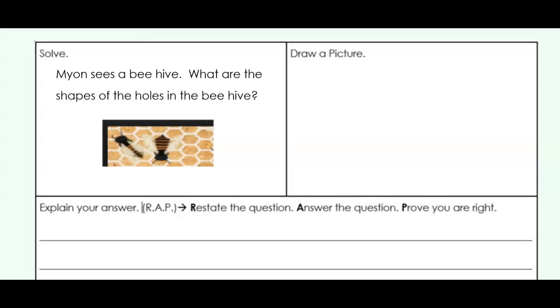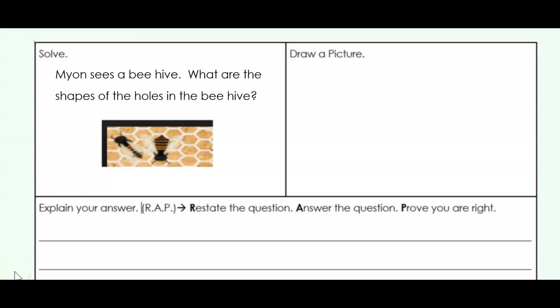Today's problem is, can you read it with me? Mayan sees a beehive. What are the shapes of the holes in the beehive? Boys and girls, I want you to take your paper, draw a picture of one of the beehive holes. Then, under your picture, write about that shape. How many sides does it have? How many corners? Is it a quadrilateral? And what's the name of that shape? Pause the video. When you're finished writing, let's see if you were correct.